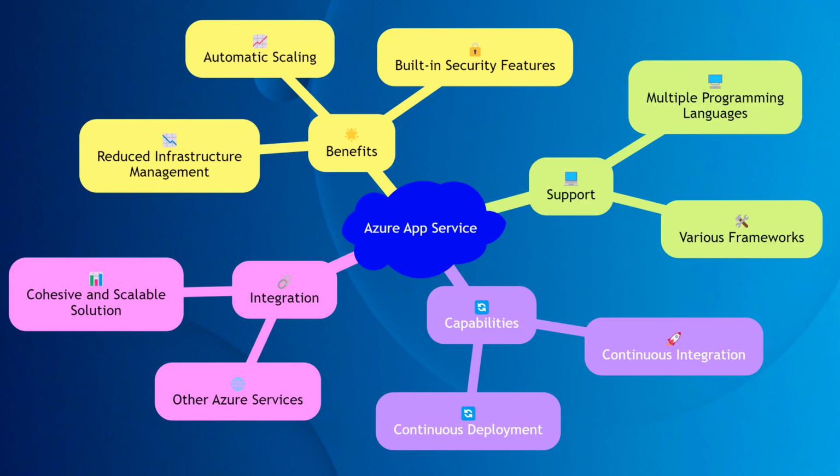Azure App Service offers numerous benefits, including reduced infrastructure management, automatic scaling, and built-in security features. It supports multiple programming languages and frameworks, allowing developers to use their preferred tools. The service also provides continuous integration and deployment capabilities, enabling faster and more efficient development cycles. Additionally, Azure App Service integrates with other Azure services, offering a cohesive and scalable solution for web app development.